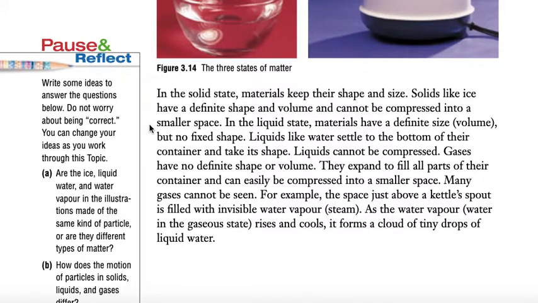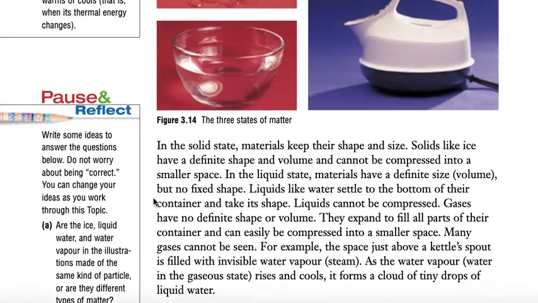In the liquid state, materials have a definite volume, but no fixed shape. Liquids like water settle to the bottom of their container and take its shape. Liquids cannot be compressed. Gases have no definite shape or volume. They expand to fill all parts of their container and can easily be compressed into a smaller space. Many gases cannot be seen. For example, the space just above a kettle spout is filled with invisible water vapor.